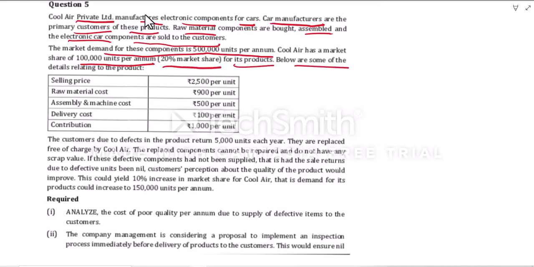Below are some of the details relating to the product: selling price, raw material, assembling and machine cost, delivery cost, and finally contribution. If you reduce all these costs from 2500, you will get 1000 per unit. Customers return 5000 units each year due to defects in the product. So how many returns per annum? 5000. This is external failure cost.